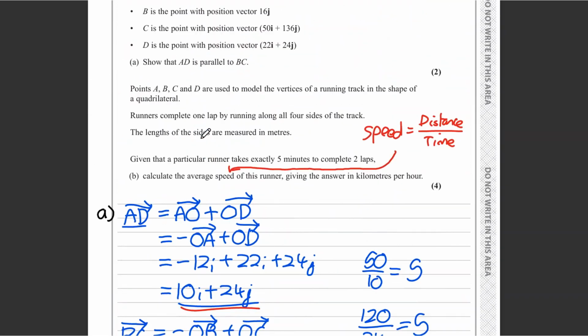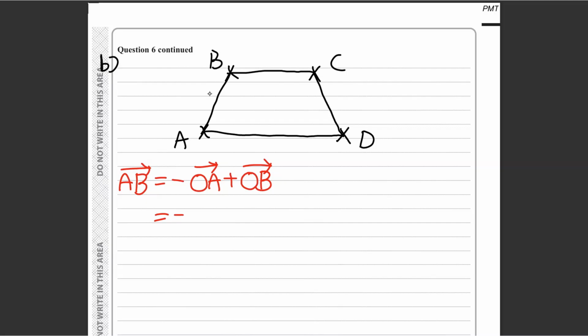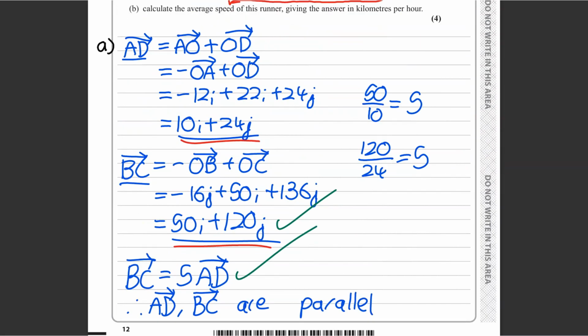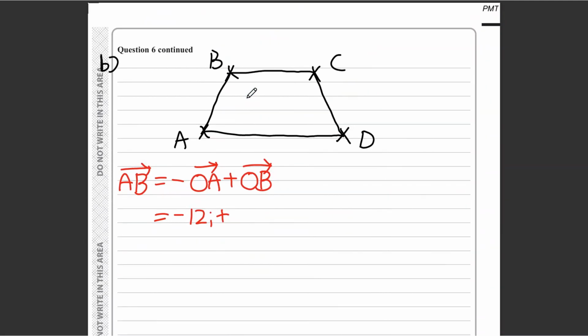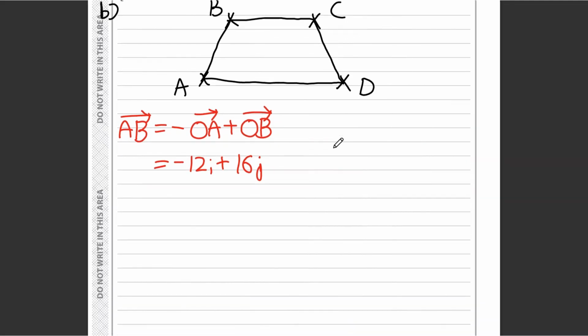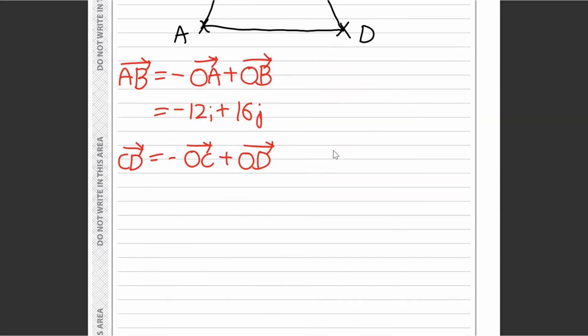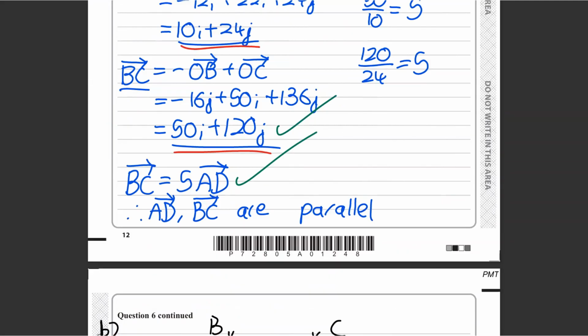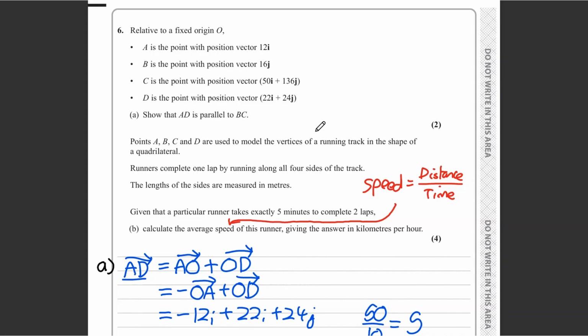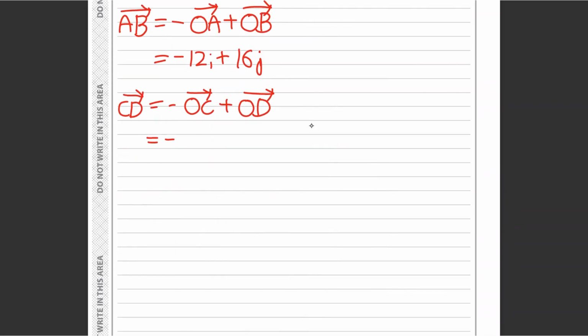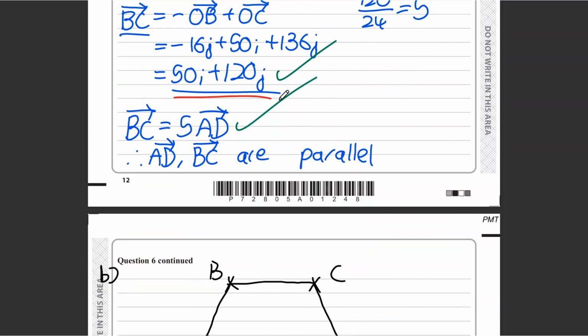So OA is this 12i, so it's going to be minus 12i, and then plus OB, which is this 16j, so this is going to be AB. We know BC, so we need to find CD, so CD is going to be equal to minus OC plus OD, so it's going to be minus, and then OC is this 50i plus 136j, and then plus OD, which is this 22i plus 24j.